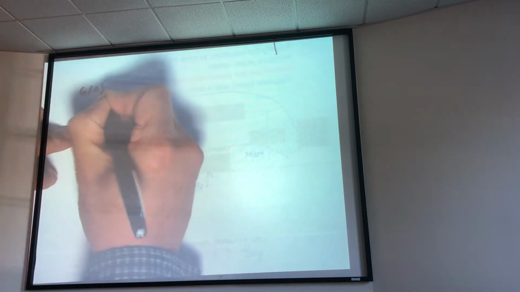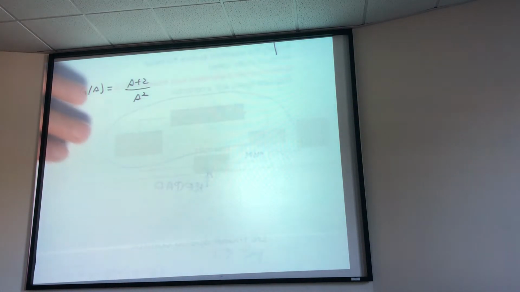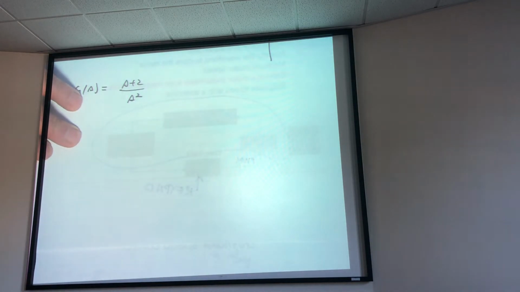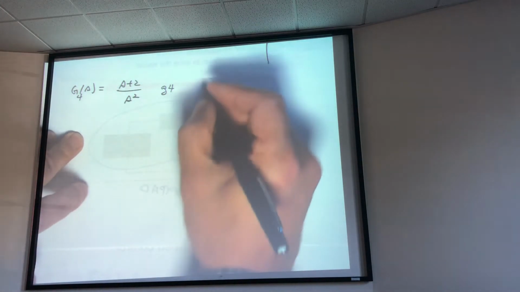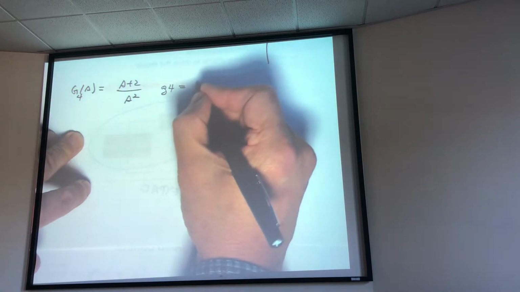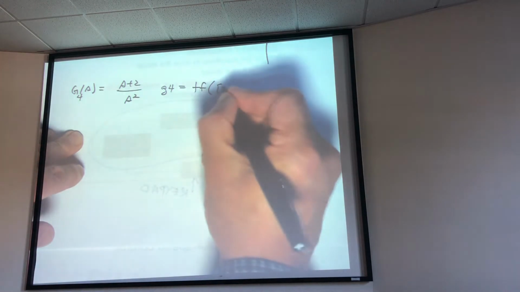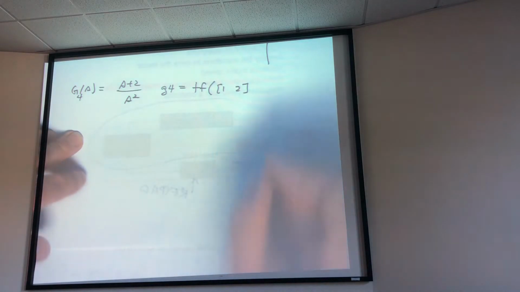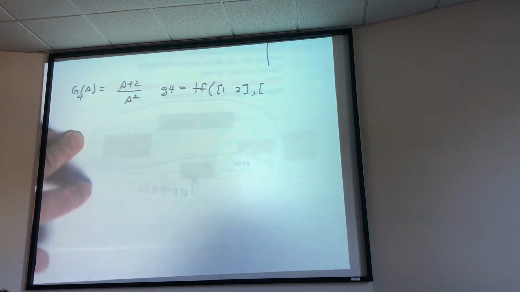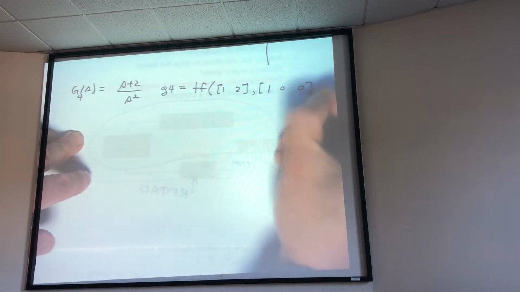S plus 2 over S squared. Two poles, one zero. This is G4, the fourth example. It's a transfer function. The numerator is S plus 2, and the denominator is S squared. S squared is going to be 1S squared plus 0S plus 0 constant, like that.